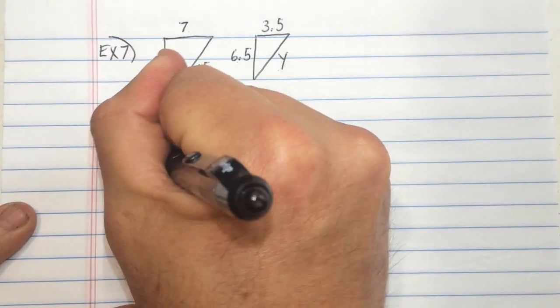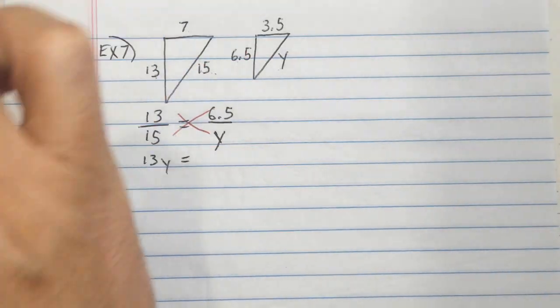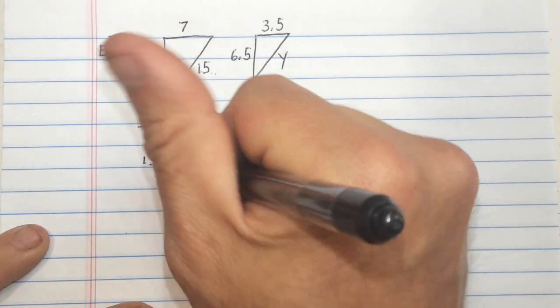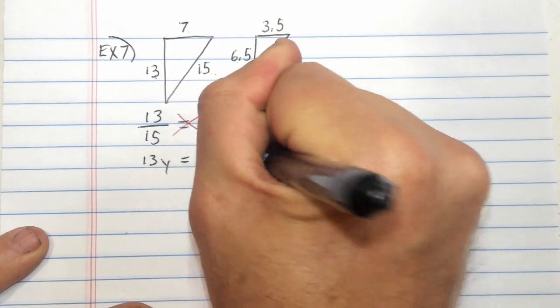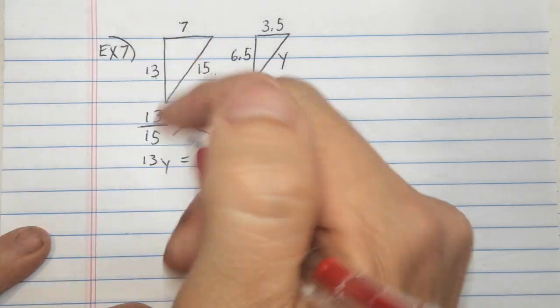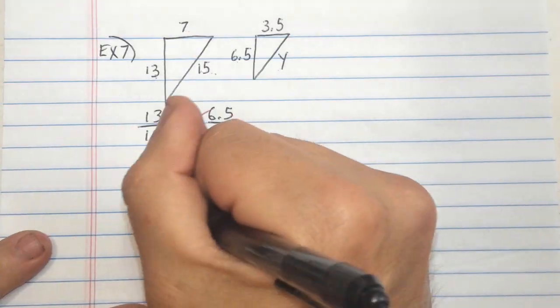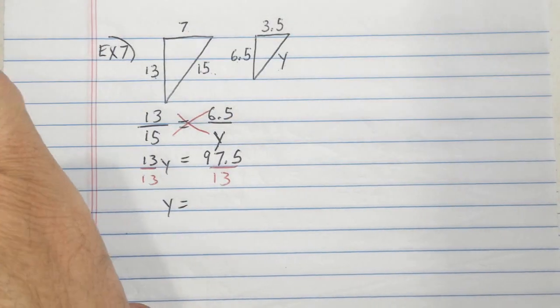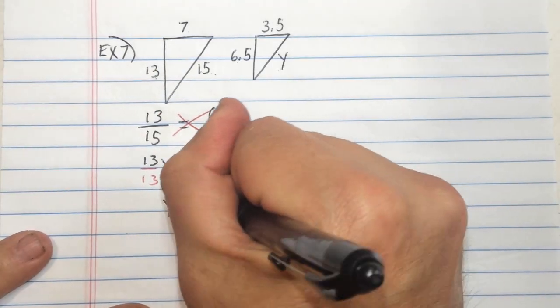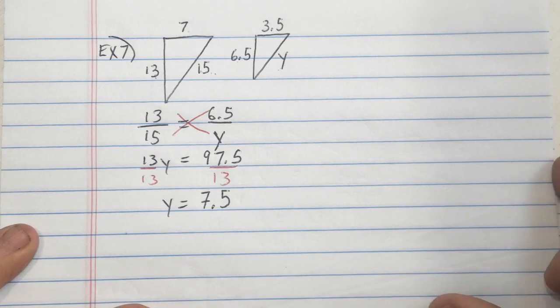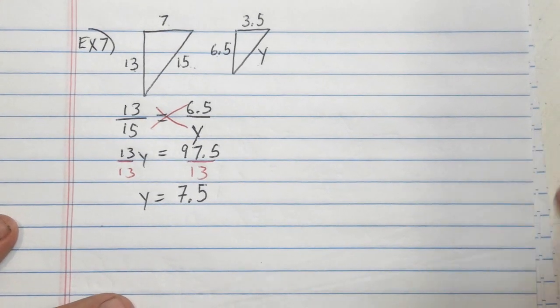I can cross multiply. I'm going to get 13y equals, let's do 15 times 6.5, and we get 97.5. We're going to divide 13 to both sides. And when I have a decimal, I can just go ahead and use my calculator, and I end up getting 7.5.